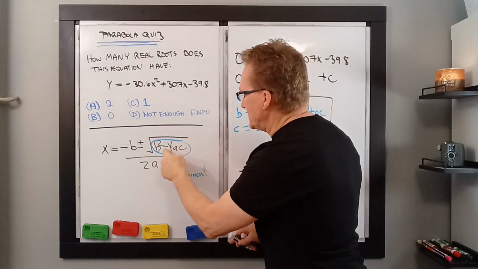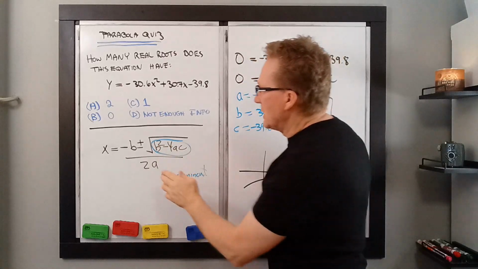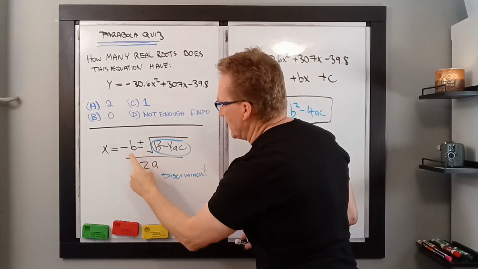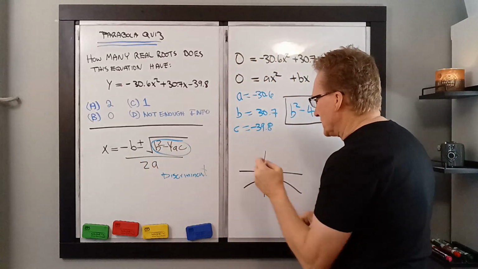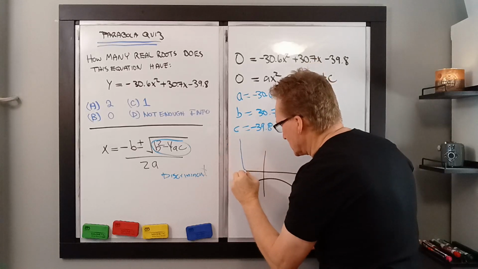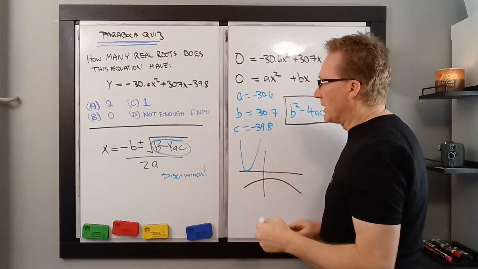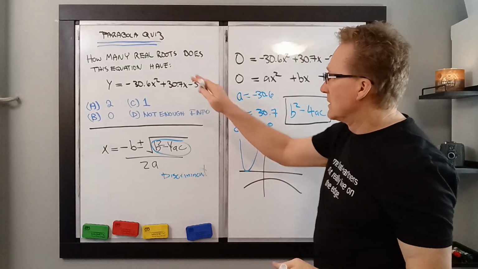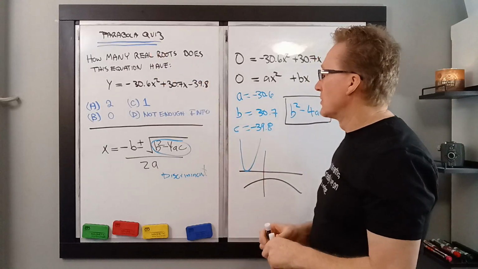If this is a 0, if everything inside there is a 0, then the only solution is going to be minus b over 2a, which means that the parabola would touch the axis once, just like that. It would have one contact with the x-axis, one real solution, or just one solution, or one root.